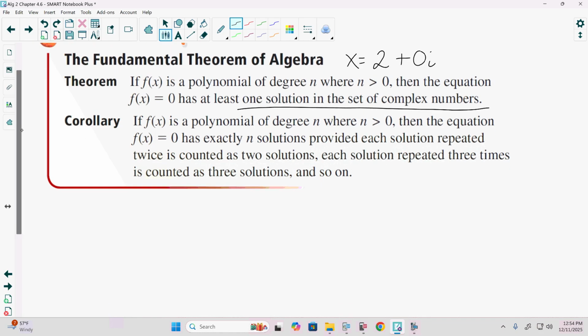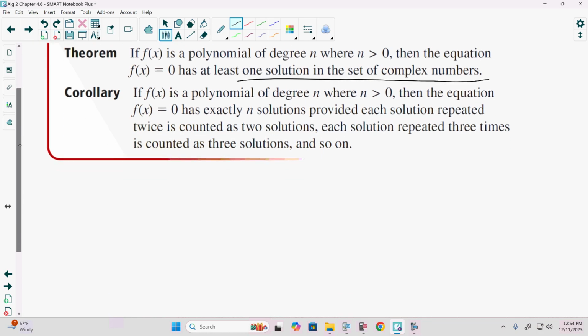The big piece is the corollary. What is going to come from that is that a polynomial function of degree n, where n is greater than 0, has exactly n solutions, where n is the degree, provided that each solution that is repeated is counted each time that it's repeated. So if a solution is repeated twice, it's counted as 2 solutions. If it's repeated 3 times, it's counted as 3 solutions.